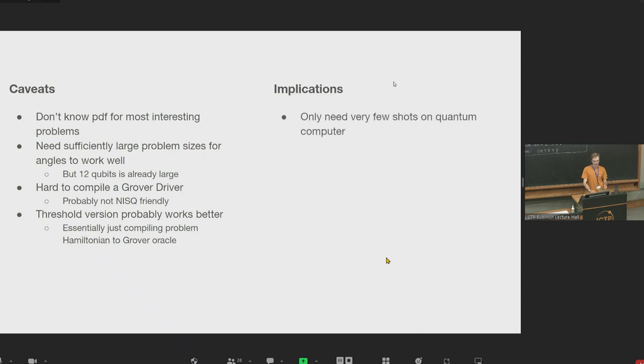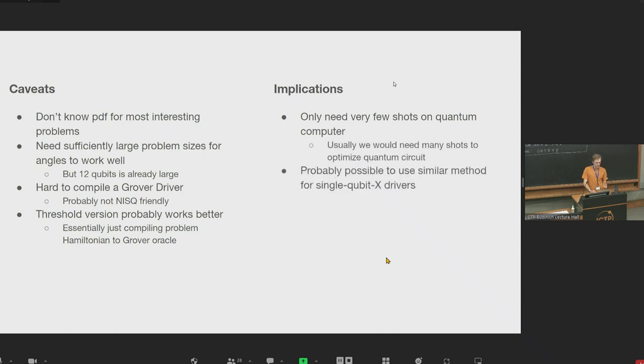And so, if you use an approach like this where you use statistical properties of a problem to find optimal parameters, then you don't need to use your quantum computer very much. You only need to sample from your final state. And the main value I see in this is I think it's probably possible to extend this method to more complicated drivers using more complicated statistical information of your problem. And this work is ongoing.